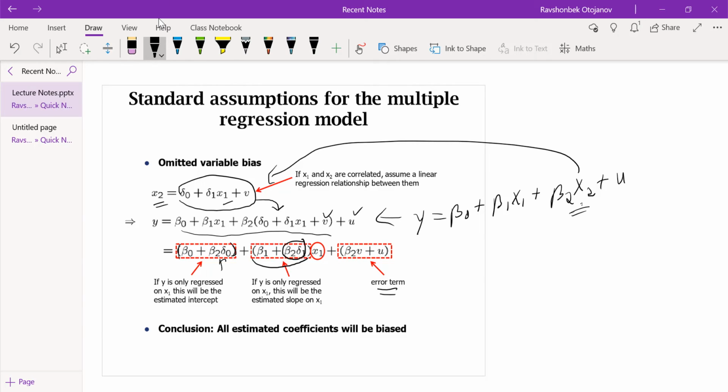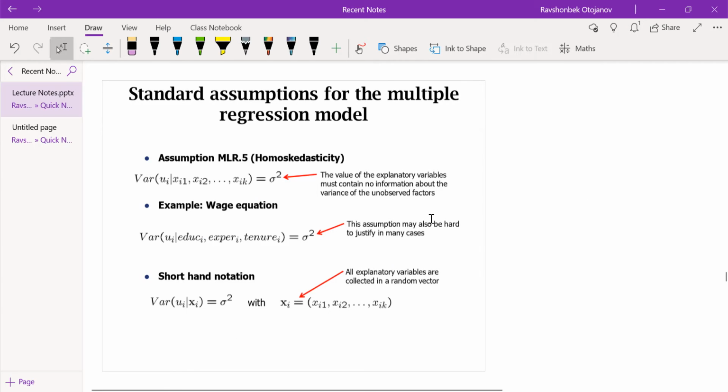As you can see, when you omit an important variable from the equation, you will have biased estimates, or all estimates in fact are biased here. So beta 0 is biased, and the main variable beta 1 is also biased, and the bias amount is that much, beta 2 delta 1. Sorry, in this case it's delta 1 rather.